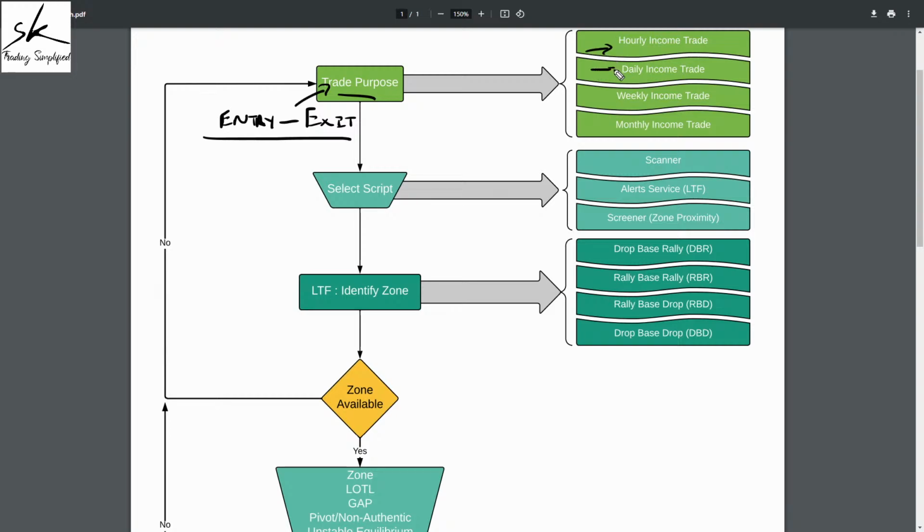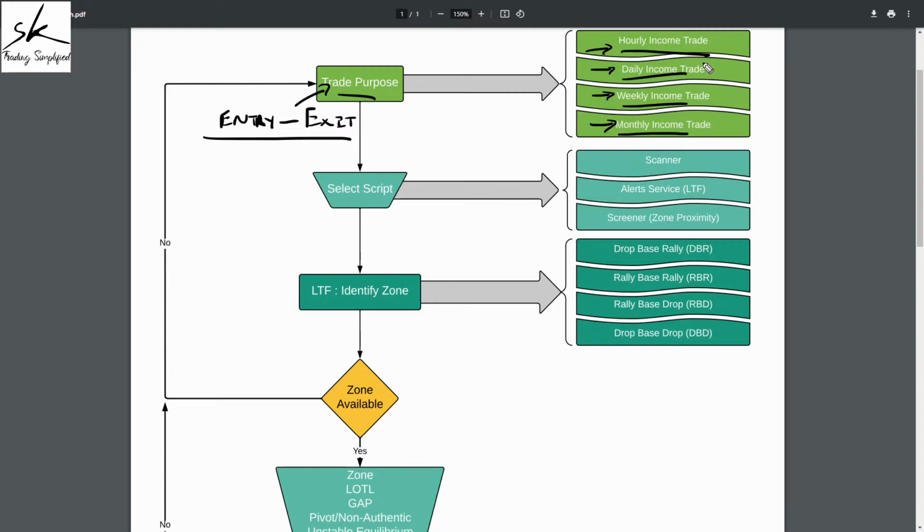We call them hourly income, daily income, weekly income, monthly income. Hourly income implies a trade where my expectation is that this trade can last for an hour or maybe a few hours. Daily income, a trade which can last for a day or few days. Weekly income, a trade which can last for a week or few weeks. And monthly income is a trade which can last for a month or a few months.